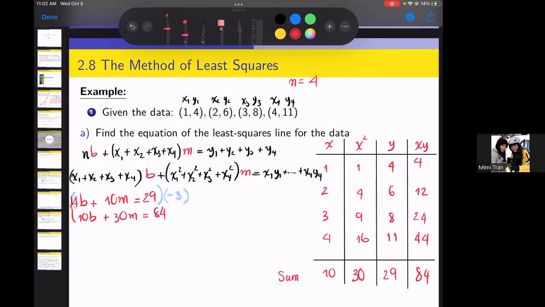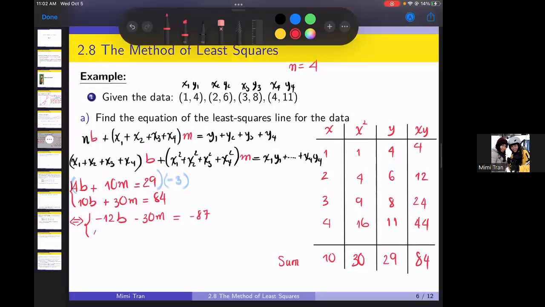By the way, you're allowed to do that, right? You're allowed to multiply an equation by some number or divide by some number. Okay. -3 times 4 is -12b. -3 times 10 is -30m. -3 times 29 is -87.